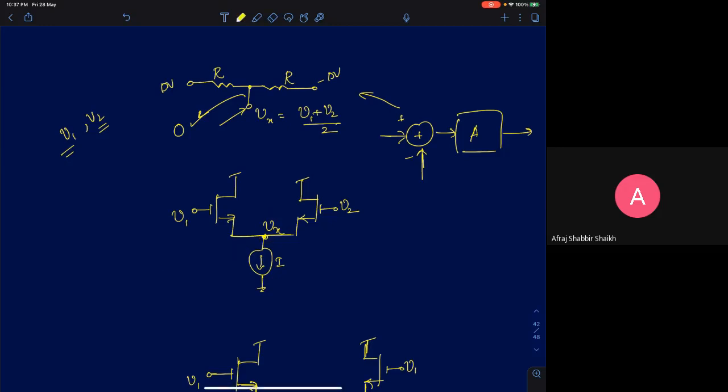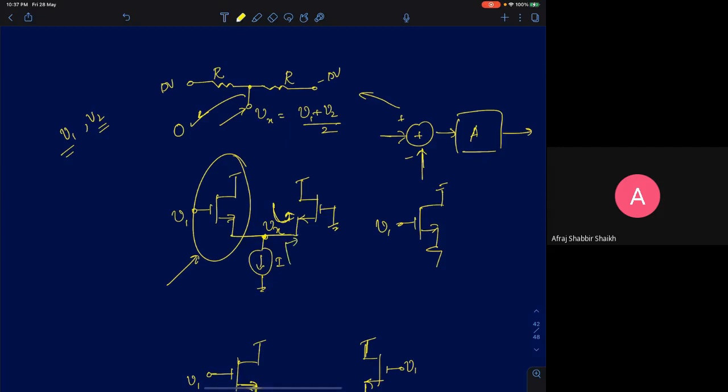So what you will do is apply the principle of superposition. First I'll assume V2 is 0. If V2 is 0, then you have V1 at the gate, and the second transistor will serve as a load for the first transistor. When you look into the source terminal, what will be the impedance seen looking up into the source terminal? 1 by Gm, right? It will just be 1 by Gm. So the load resistance will be 1 by Gm.